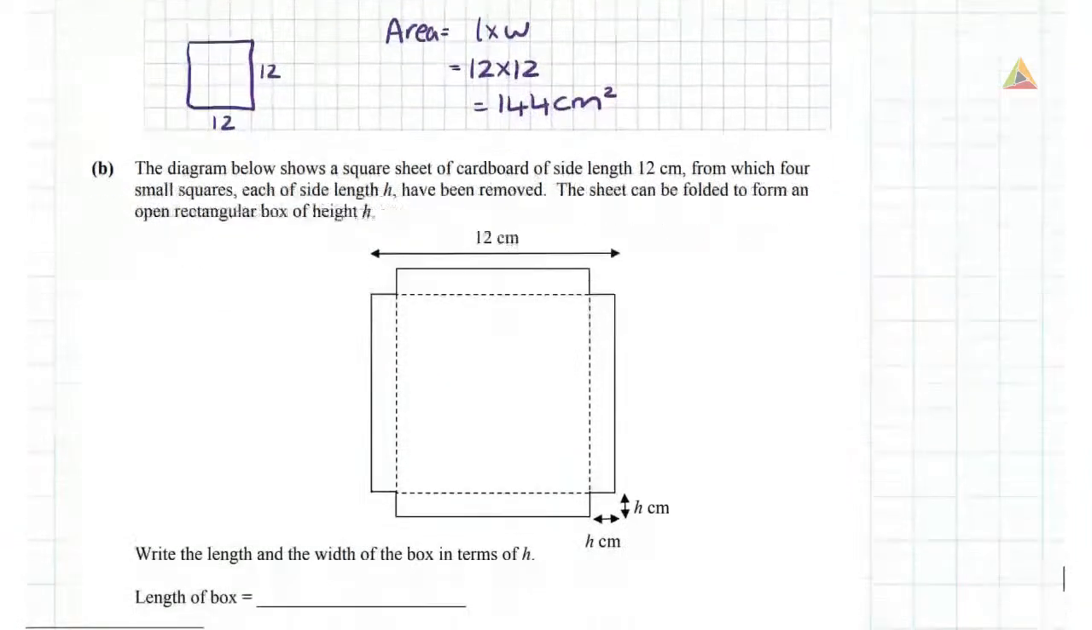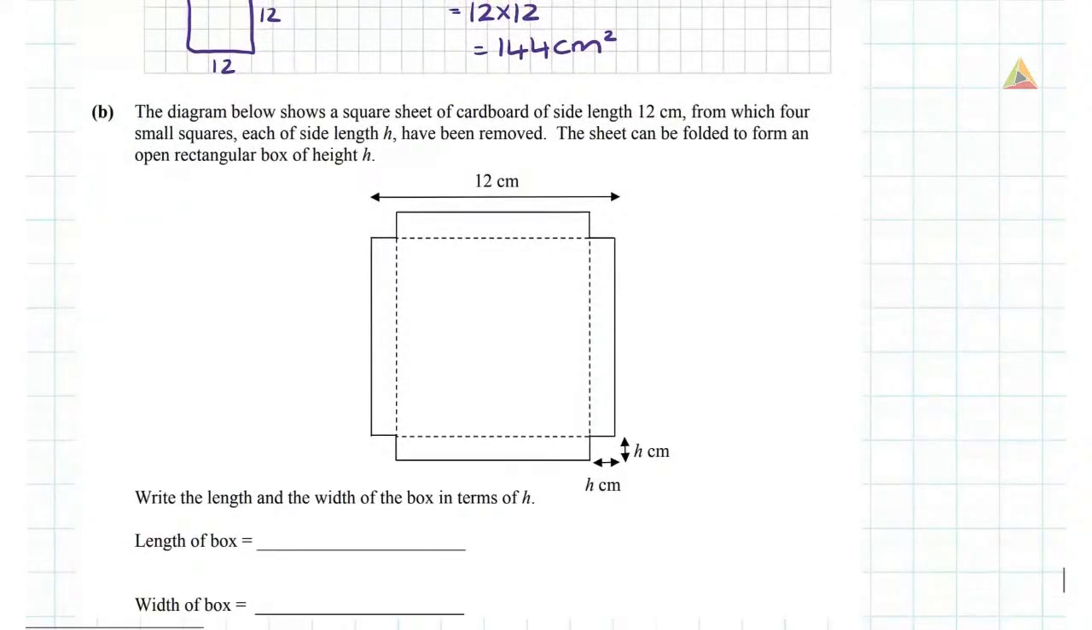Part B then. The diagram below shows a square sheet of cardboard. So again, it's a square of side length 12, from which 4 small squares, each of side length h, have been removed. The sheet is then folded up to form an open rectangular box of height h. Okay, so you're shown in the diagram, and you can see here that there's a little square cut out of each of those corners. There's a little square cut out of length h centimetres. So we're looking for the length of the box in terms of h.